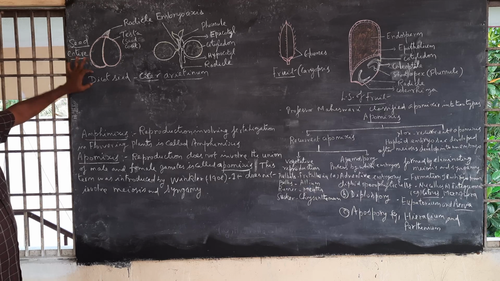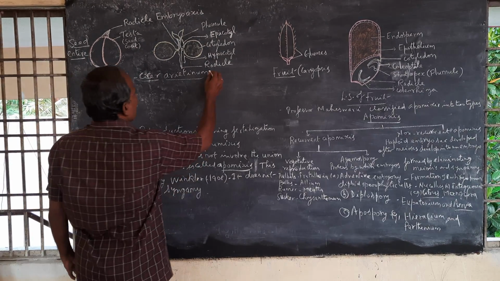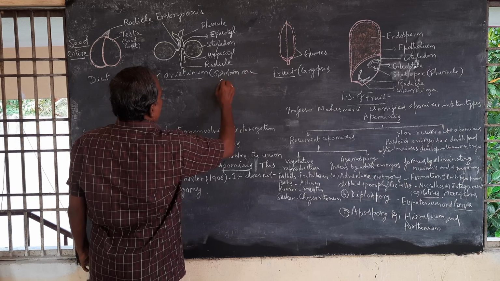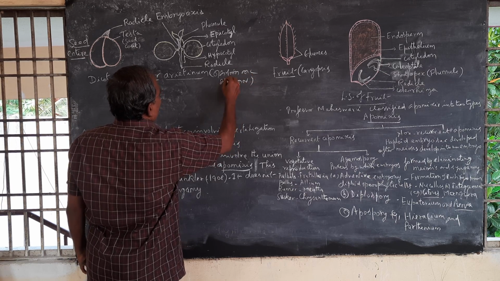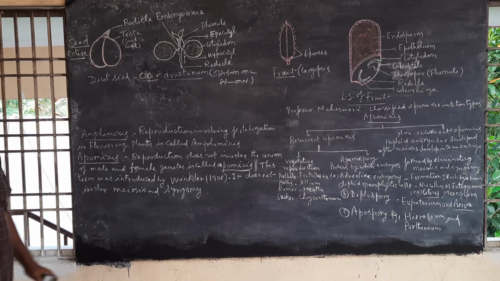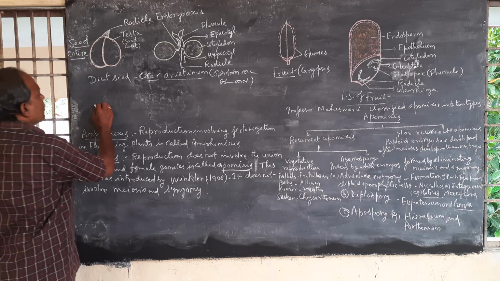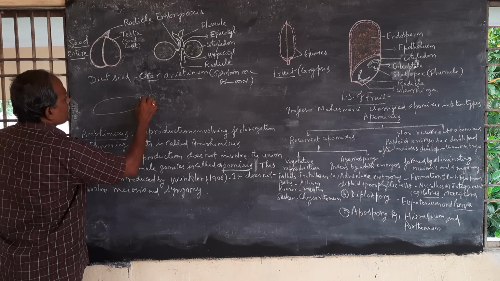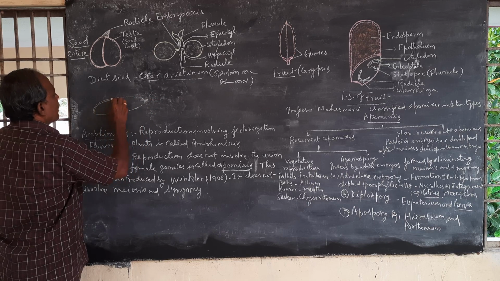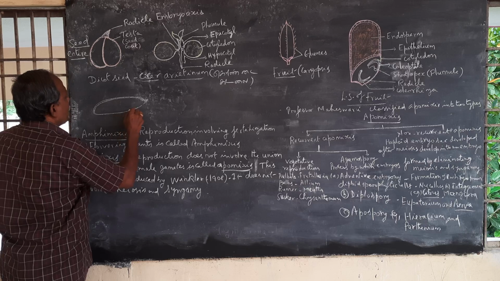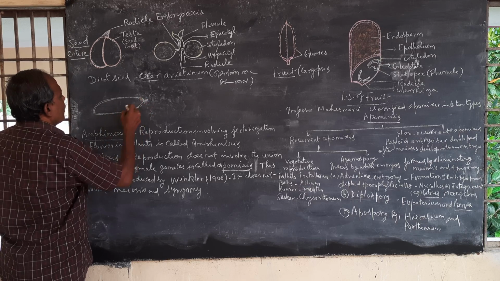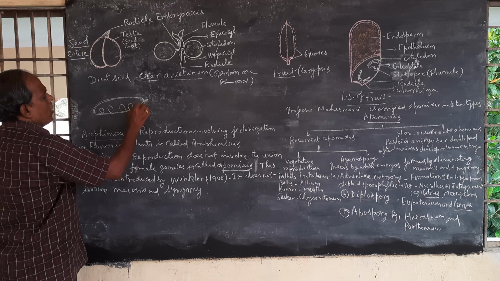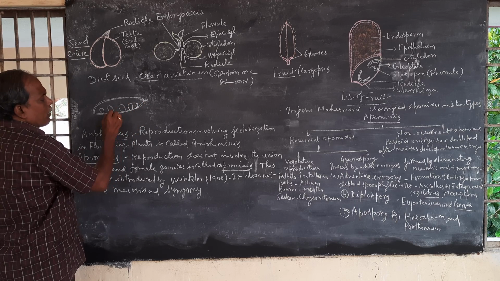Now we are going to see the structure of a dicot seed, Cicer arietinum. Normally, the fruit is a pod. Pod in the sense it develops from a monocarpellary, unilocular, superior ovary with only one locule with marginal placentation. The ovule is attached to the wall of the ovary by a placenta.